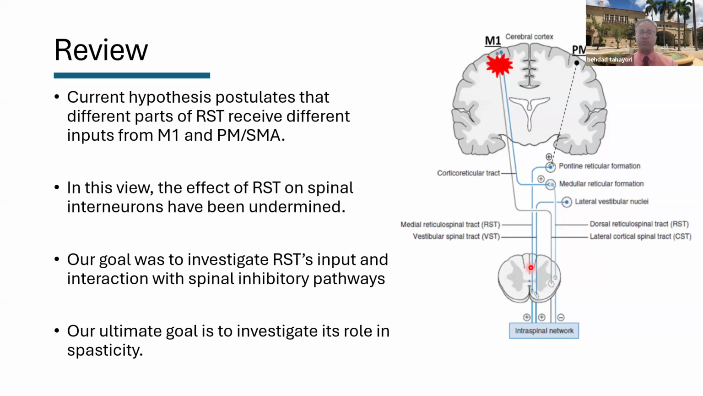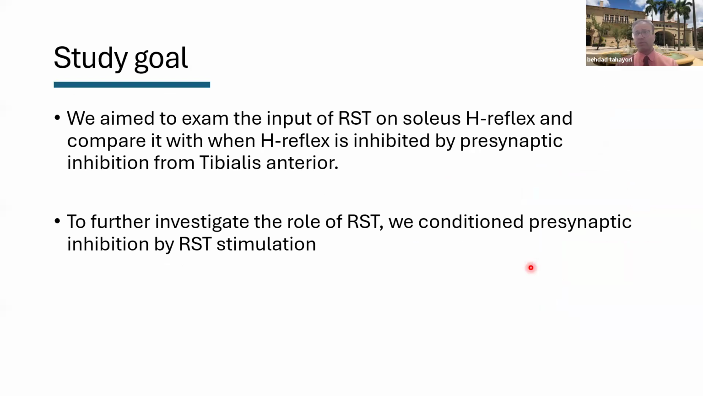So our goal was to do some experiments, and examine how reticulospinal tract affects inhibitory mechanisms and inhibitory interneurons in the spinal cord. We are at the first stage. We are doing it on healthy individuals, and we hope we soon get some data from patients. So that's our goal. Our goal was to examine the role of RCT on inhibitory mechanisms.